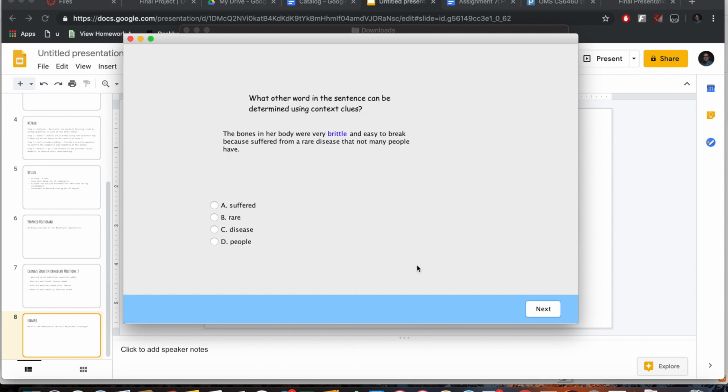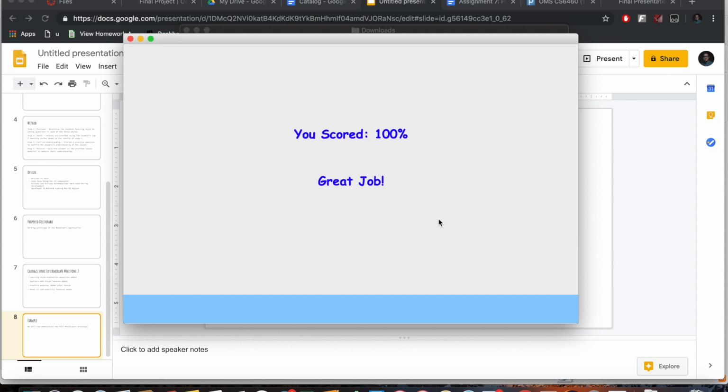Next, it's asking what other word in the sentence could they determine using context clues. And if you read through this sentence, the answer is rare. And it asks to determine the meaning of the colored word that we just determined, which is rare, and using context clues we can tell that it means uncommon. Alright, so we've completed the lessons in the quiz and we got 100. So that's it. I do want to note, if a student were to fail this quiz, they'd get the option to go back and review the lessons again and then retake the quiz again.